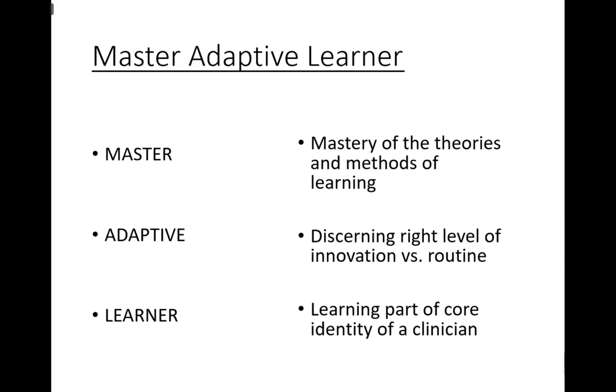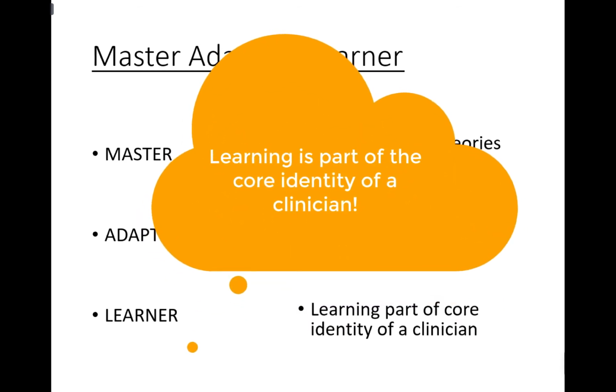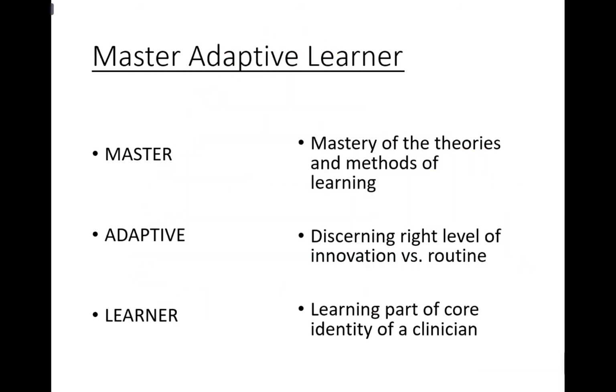To review, remember each of the Master Adaptive Learner words has resonance with what it's trying to bring across. I mentioned that we feel that learning is part of the core identity of a clinician, and that as the world changes more and more rapidly, the imperative to learn on the job is going to go from a nice to have to a need to have. Indeed, during this COVID pandemic, we've seen to an extreme extent how much we've had to learn in a very, very short time. The Master Adaptive Learner model puts an emphasis on exactly that kind of learning on the fly and adaptation.